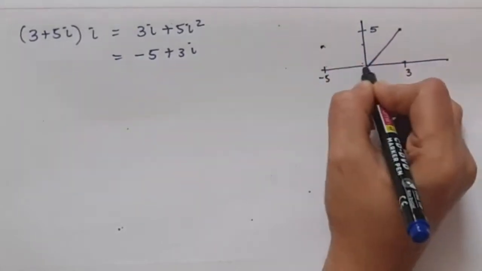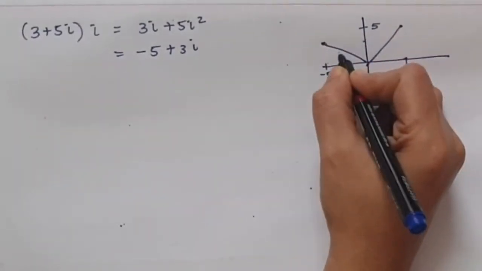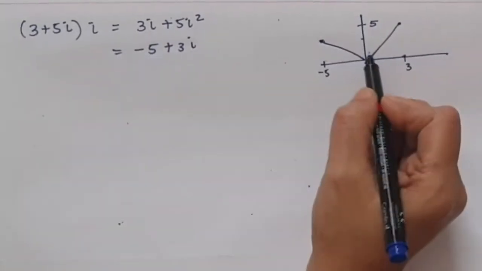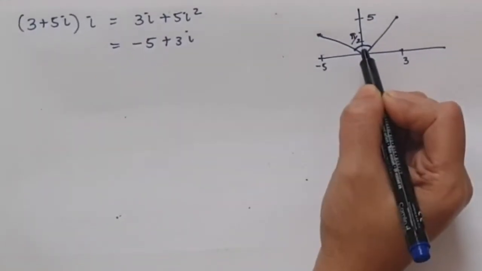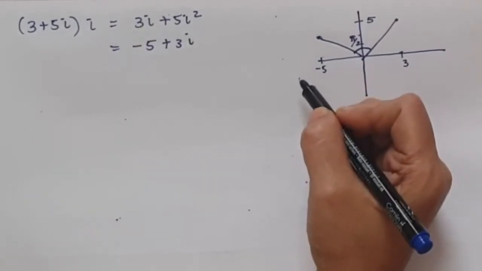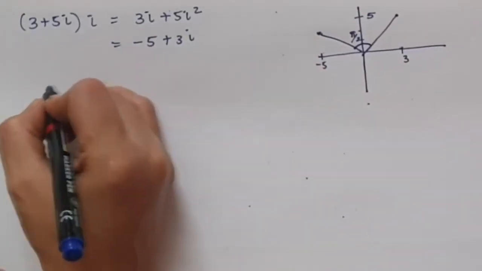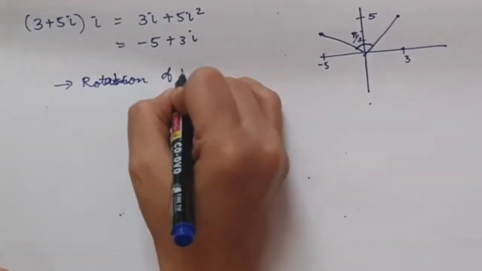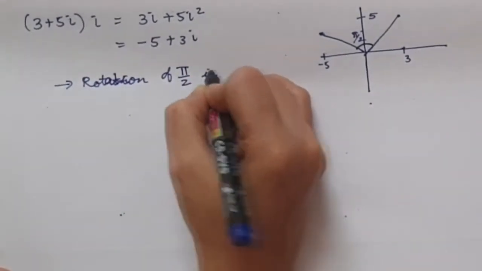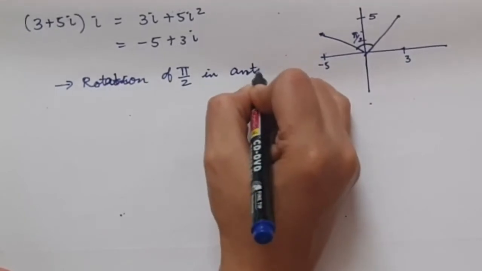So we see that it is rotated. When you multiply by i, it is rotated by pi over 2. It is rotated 90 degrees in the anti-clockwise direction. So multiplying by i is a rotation of pi over 2 in the anti-clockwise direction.